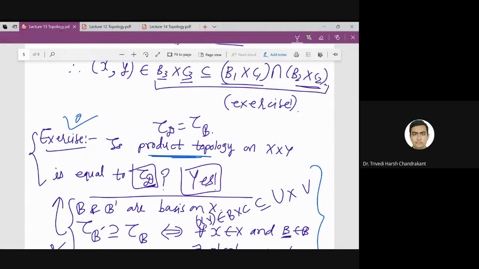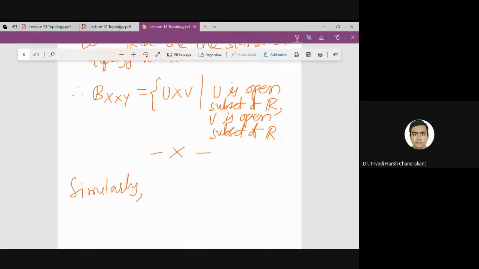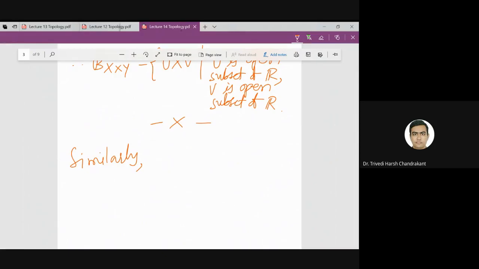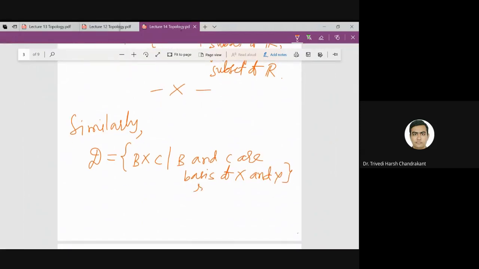So if I want to use this result, which I have not proved, then what does it say? It says that the other basis is D equal to B cross C, where B and C are bases of X and Y respectively. So on the standard topology, what is the basis?